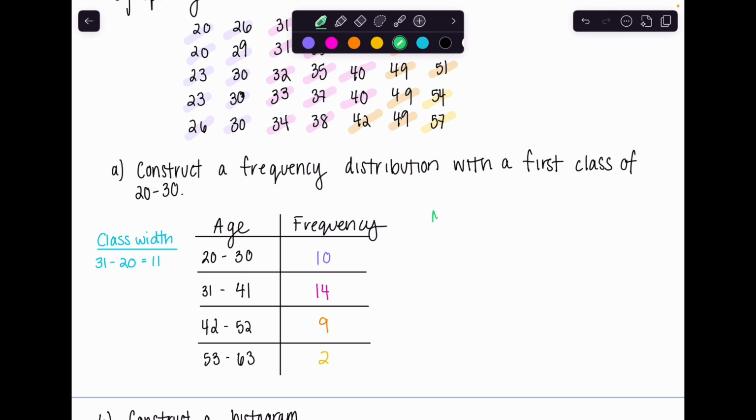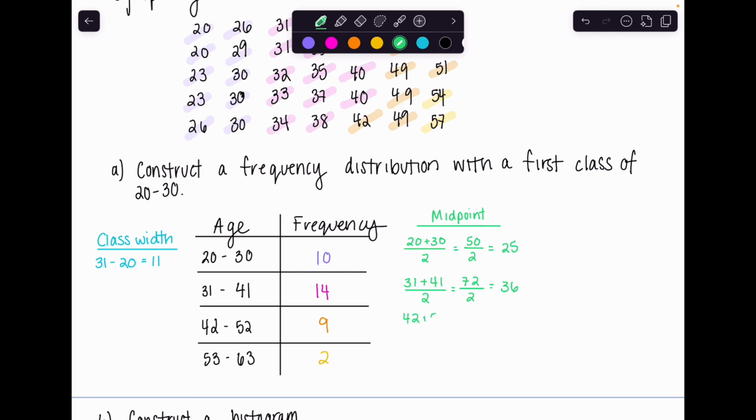I'm going to find the midpoint of each class, because this is also something I'm going to use to make my histogram. For the midpoint, I'm looking for the number directly in the middle. My group is 20 to 30. We add these together and divide by 2. 20 plus 30 is 50. 50 divided by 2 gives me a midpoint of 25. My next group is 31 plus 41 over 2, and that gives me 72 over 2. So my midpoint here would be 36.